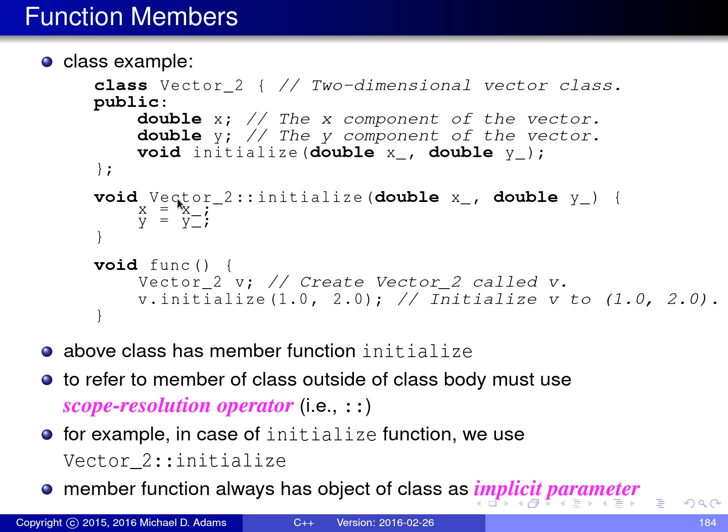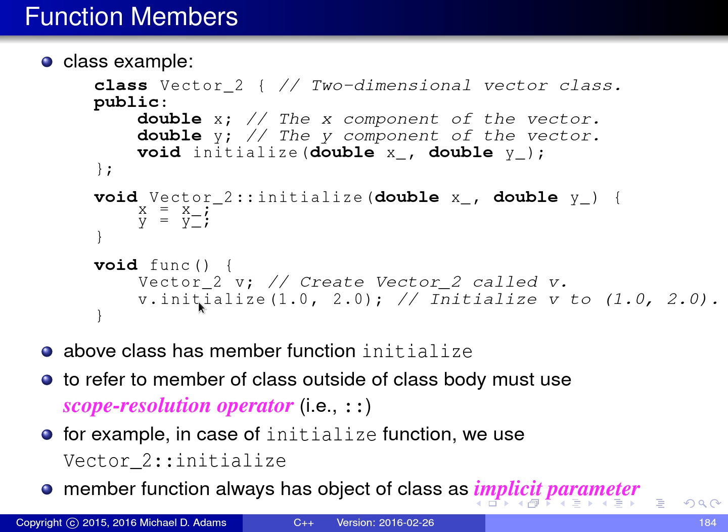And maybe one last thing to point out is a member function always has one implicit parameter that's not explicitly appearing in the list of parameters for the function. So this function initialize, although it looks like it only has two parameters, x and y, there's really a third parameter that doesn't appear explicitly. And the third parameter is actually the object on which you're performing the operation of initialization.